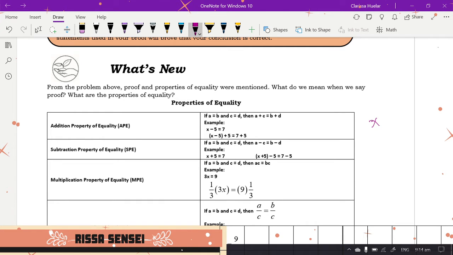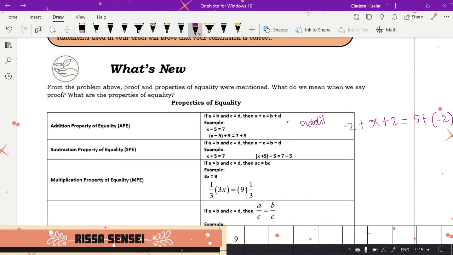Halimbawa, x plus 2 equals 5. Kung mag-a-add tayo dito ng negative 2, mag-a-add din dapat tayo sa kabila ng negative 2. Hindi pwedeng negative 3, hindi pwedeng negative 4 kasi hindi na magiging balance yung equation. Pero ang talaga nangyayari dyan, di ba, parang nililipat yung 2, kaya nagiging negative 2. Actually, that is APE.